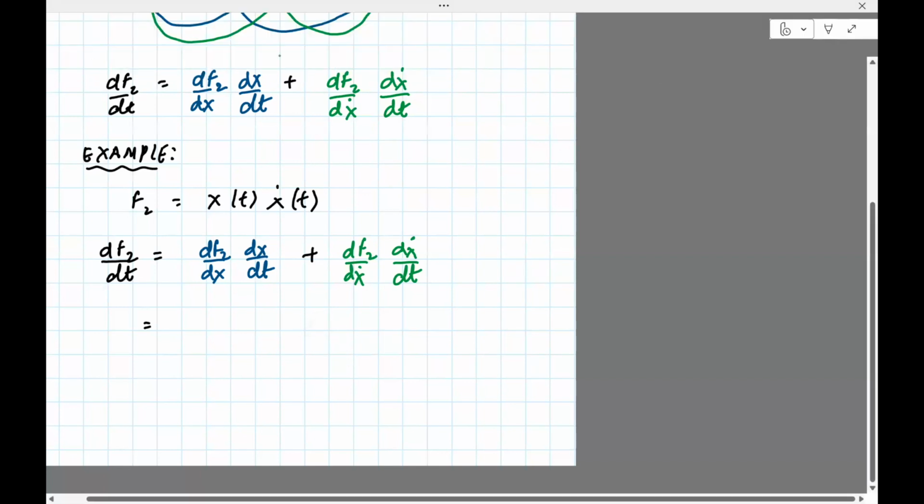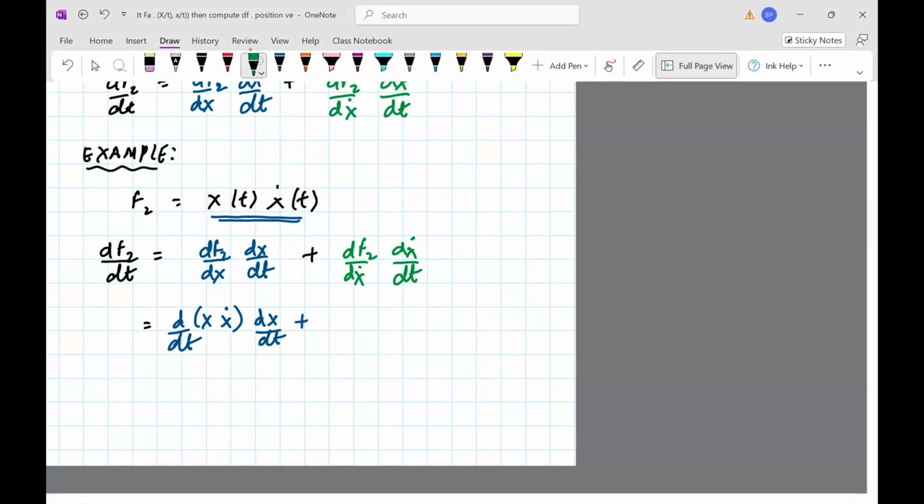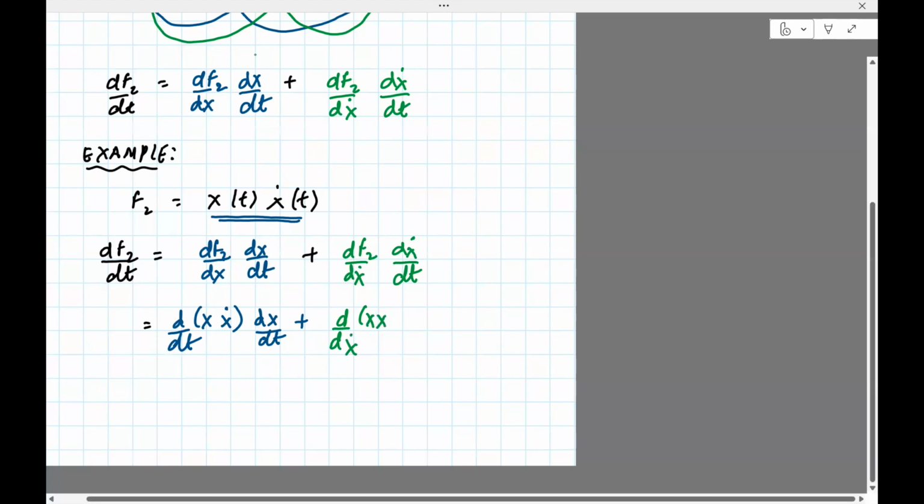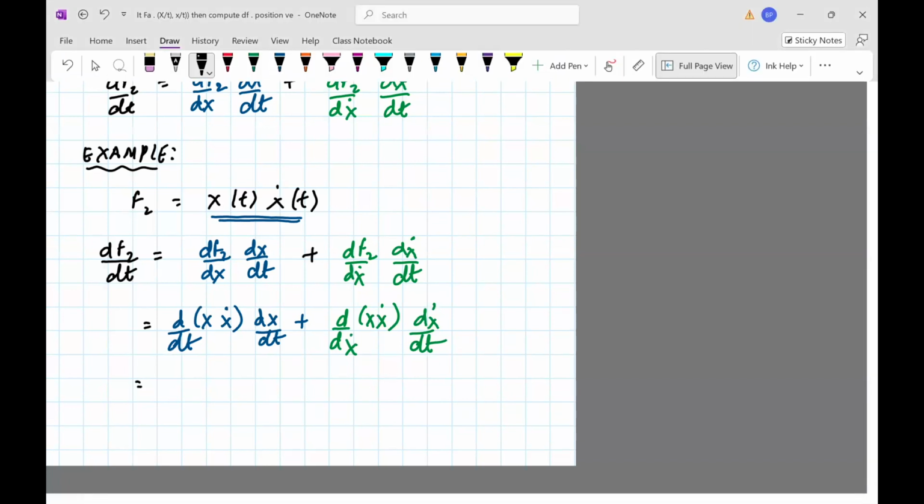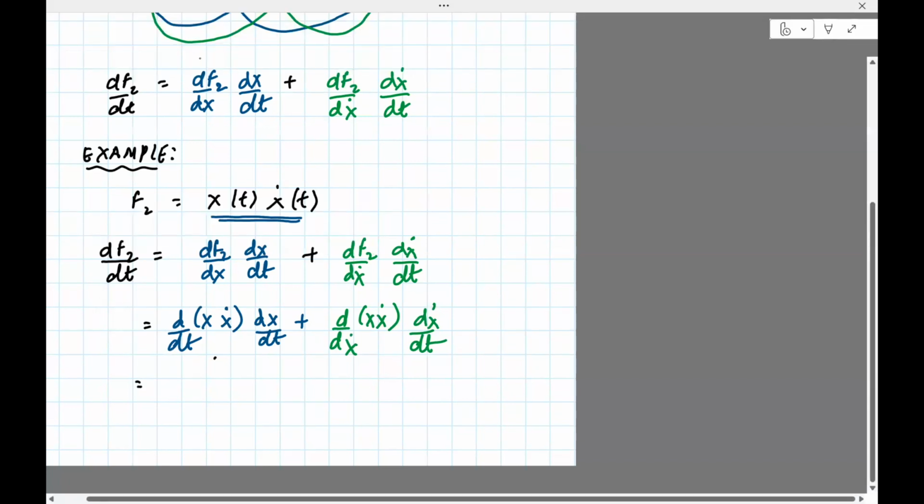Okay, so for the first part, when I take the derivative of x times x dot with respect to x, I treat x dot as a constant. You know what, let me write it down, that way it's super clear. x times x dot, dx dt, plus x times x dot, dx dot dt. Yes, so the first part, when you take the derivative, this should be dx. So this and this.